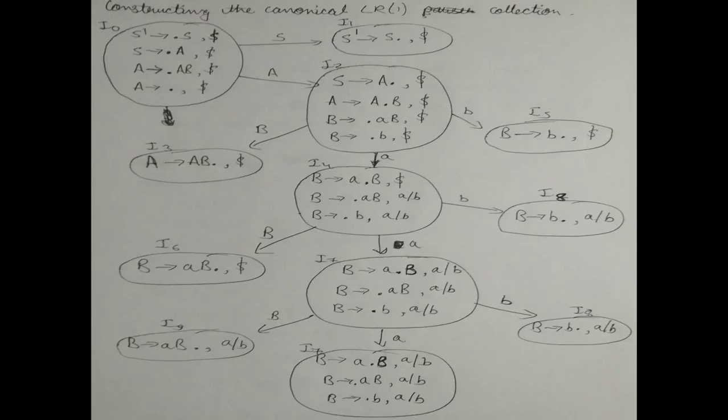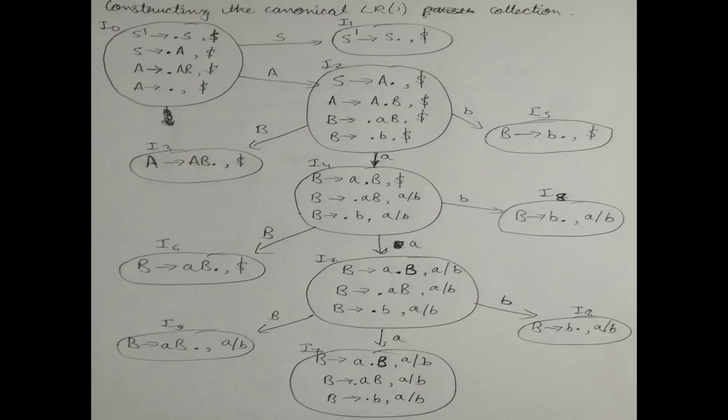Now after the dot we have capital A, so we need to include all the productions starting from capital A. Thus we have A gives .AB, dollar. Again we see that the first of A is dollar, so the look ahead for A is dollar also. Now we include another production, A gives .. Here we see that after the dot there is nothing, which means there is epsilon. Thus the production is A gives ..